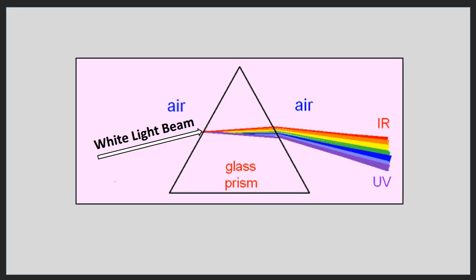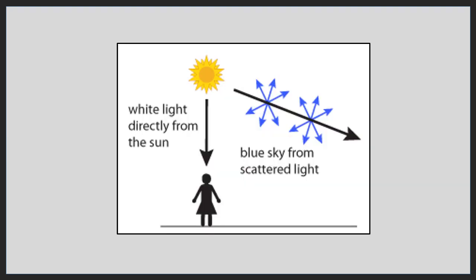Now we do know that if we shine a white light beam into a prism, it splits into different colors, and it is the blue end of the spectrum that refracts more. So what science tells us is that we see white light directly from the sun, and since blue light refracts more than other colors, the blue sky is from scattered light. And this makes sense because when I look up at the sun, I see a white sun surrounded by a blue sky. Of course, this is the actual sun size.